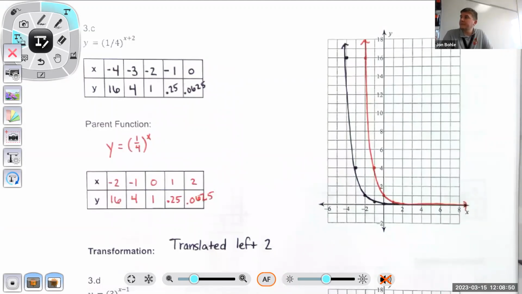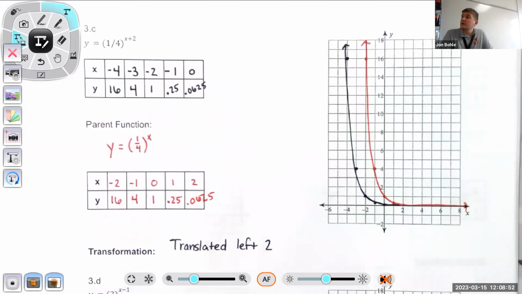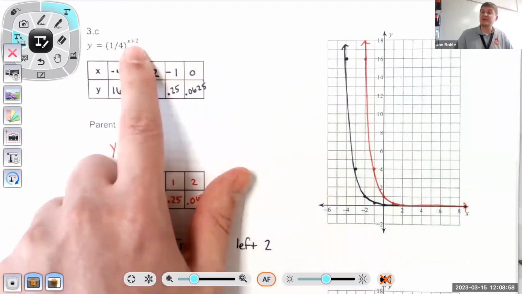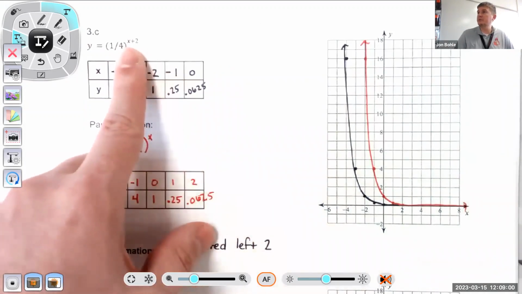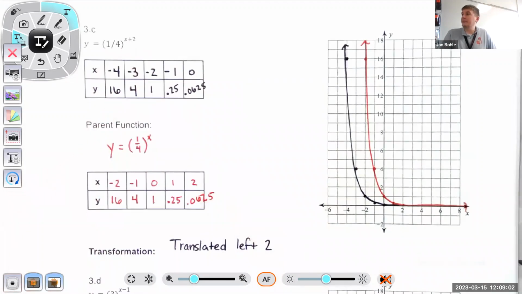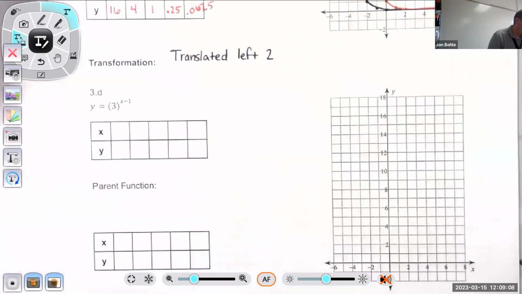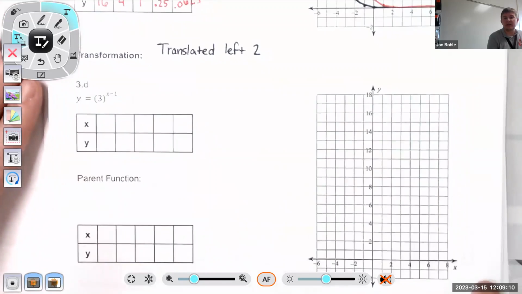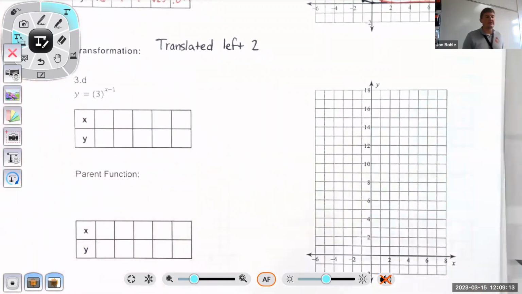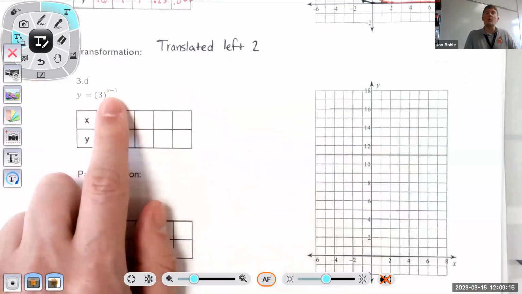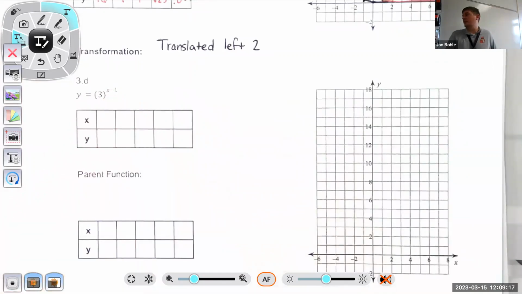Okay. So why do you think it was left 2? Well, I had x plus 2 here. And what did it do? Moved it to the left 2. So let's try to do a little bit of problem solving here. We know x plus 2 in the exponent moved it to the left 2. What do we think a minus 1 in the exponent for this one is going to do? It's going to move it right 1.